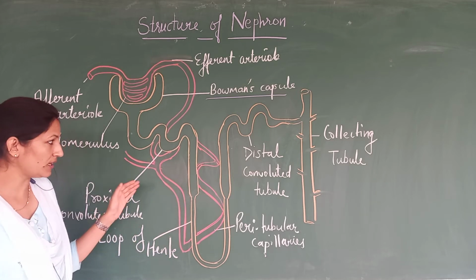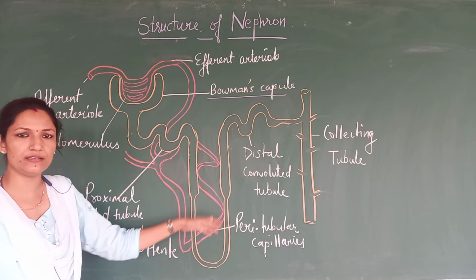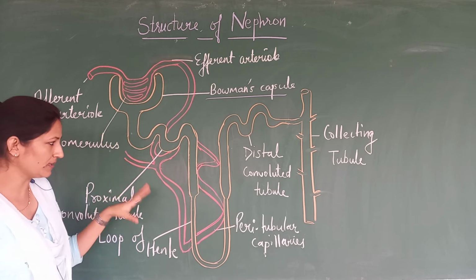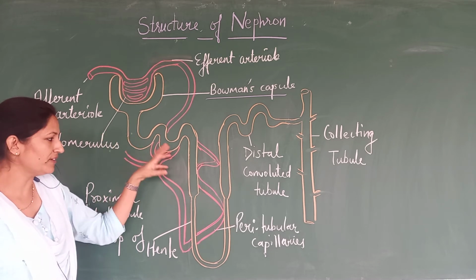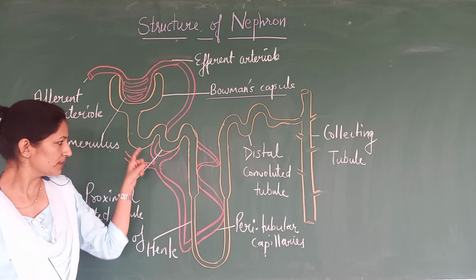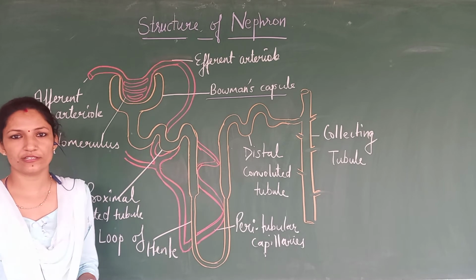If it is straight, then the fluid can run easily through it. So to give the time, to make the speed of the filtrate slow, so that the mechanism can be done properly, this region is convoluted.